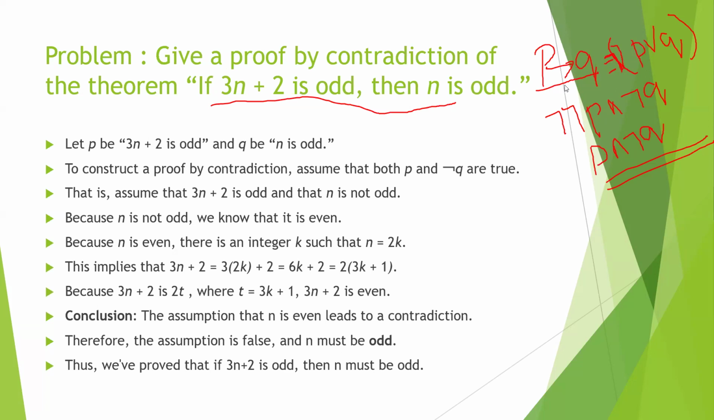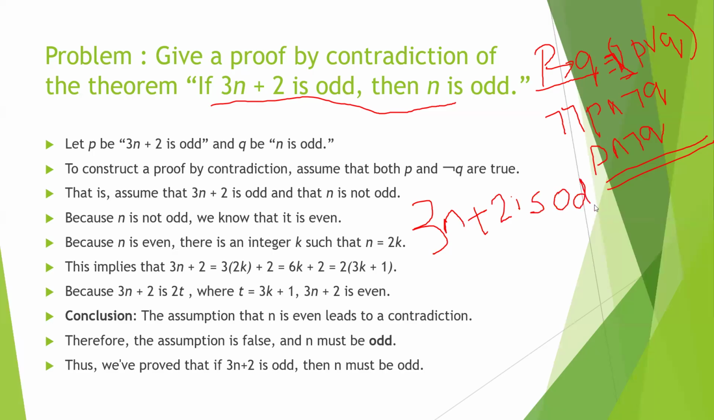First we have to modify the statement. P implies Q can be written as negation of P or Q. Then negate the statement. We get P and negation of Q. So here P is 3n plus 2 is odd. So we can take it as 3n plus 2 is odd.